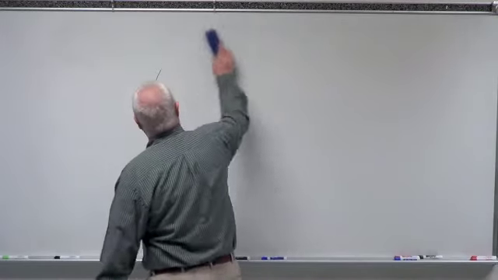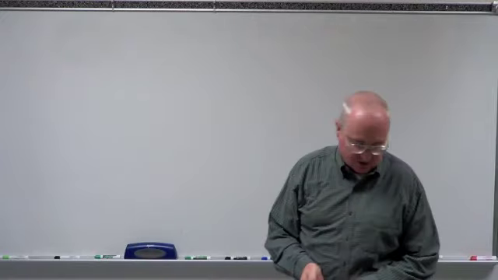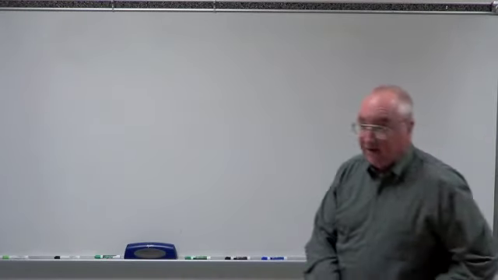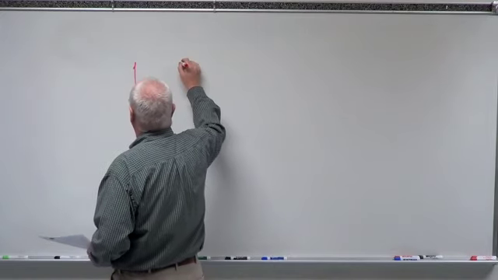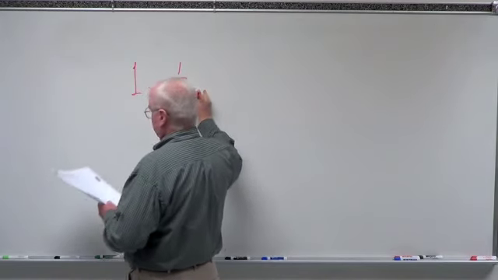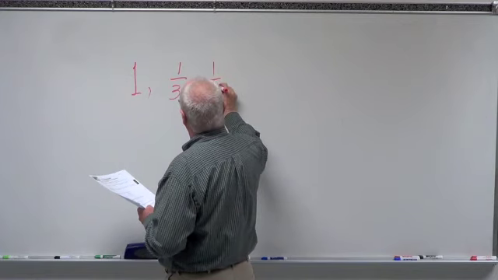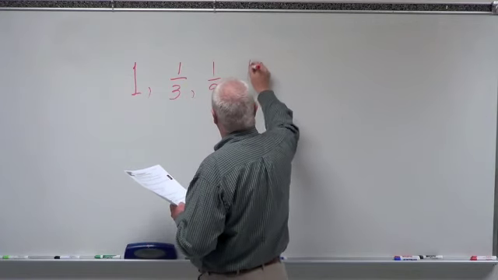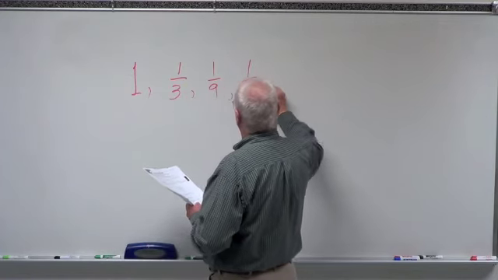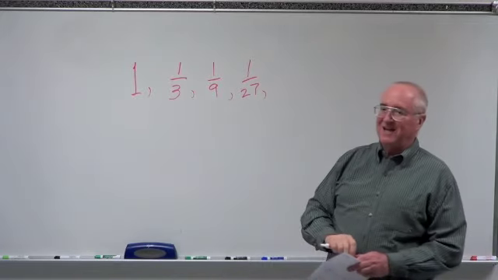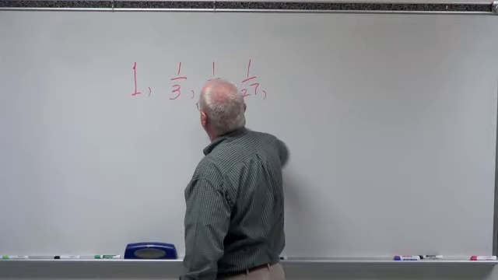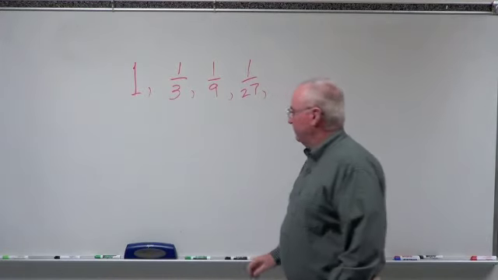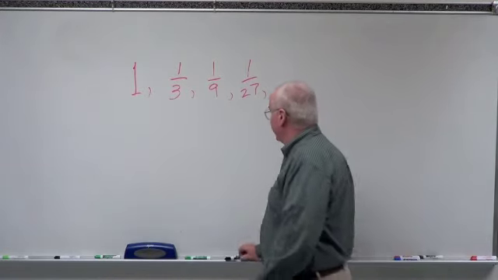See if you can come up with what the conjecture is. Our known information is, we're going to start with the number 1. The next number is 1/3. The next number is 1/9. The next number is 1/27. What do you think the next number will be? Here's our known information. What do you think your conjecture will be?